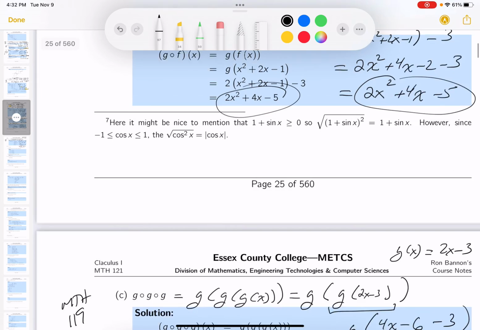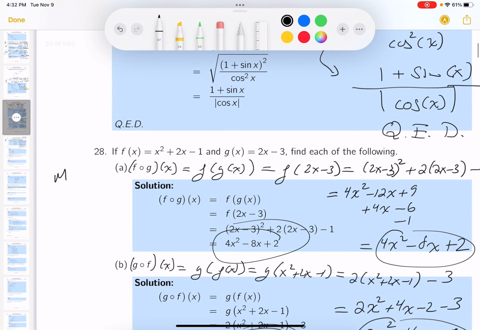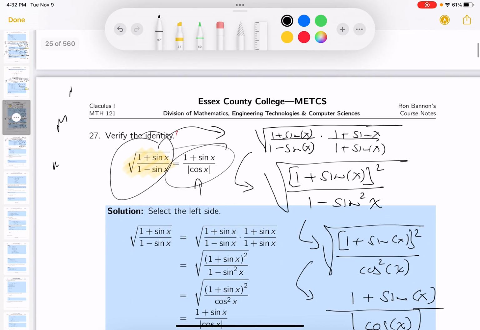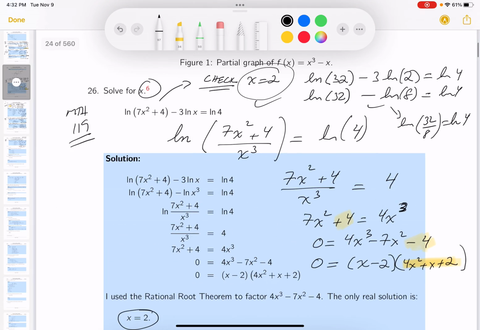Let me make sure I wrote that down for you. Math 119. This is math, whoops, don't go too fast. This is Math 120. At Essex County College, by the way. And so I got that covered.